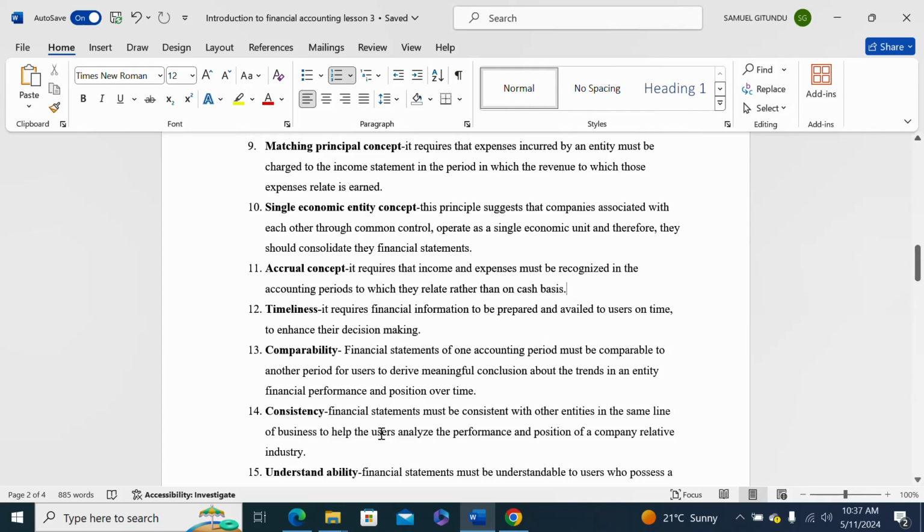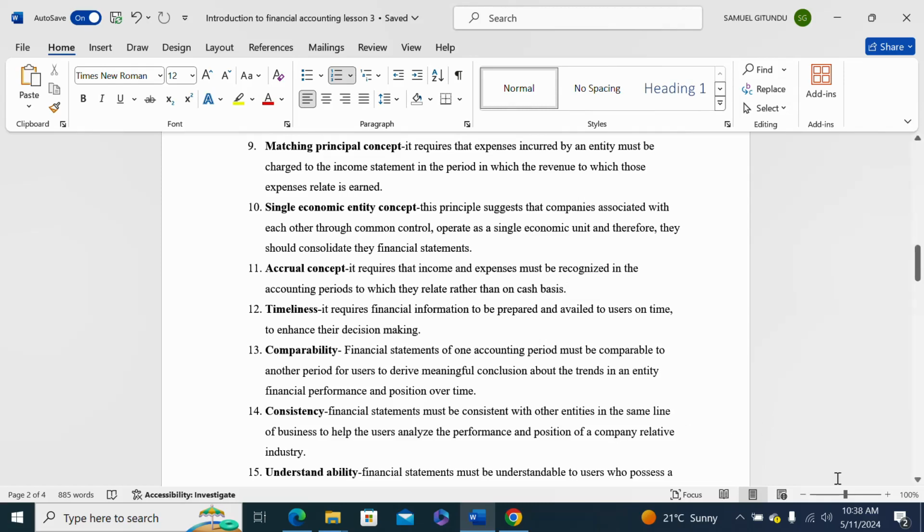Then you go to the other principle, which is the principle of consistency. This principle says that financial statements must be consistent with other entities in the same line of business to help the users analyze the performance and the position of a company relative to the industry. So consistency is about preparing financial statements using the same accounting policies within the same industry so that the users can derive meaningful use from those financial statements.